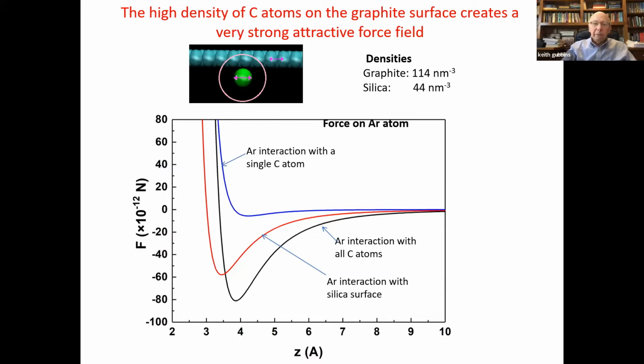So you might think, well, the force field is pretty weak. But if you add up all the pair interactions with all of these carbons, you get this black curve. And so now this well is about 20 or 30 times deeper than it was for the single carbon atom. And this is the reason you get this strong compression effect.